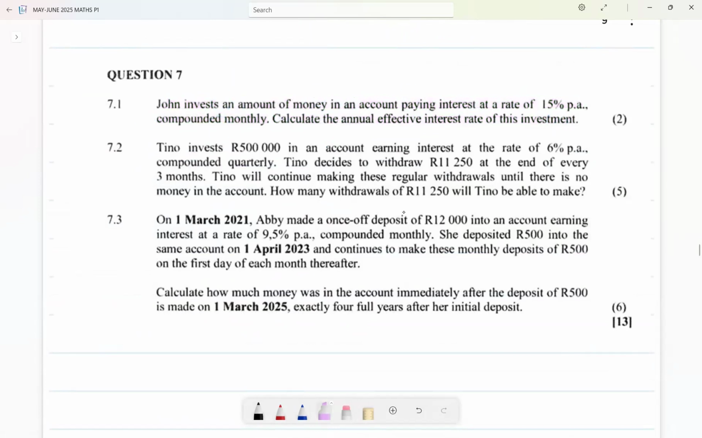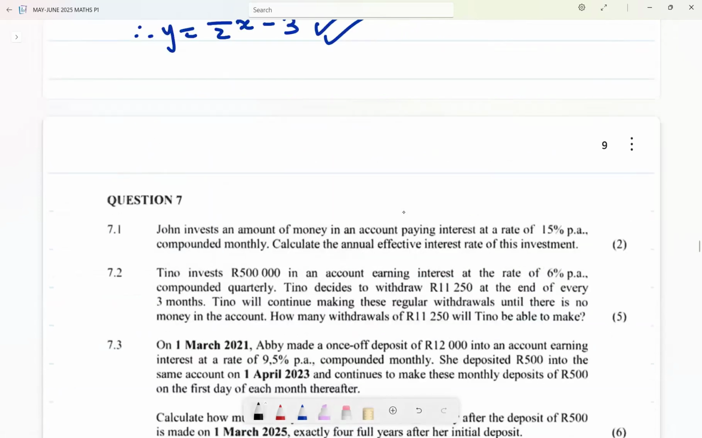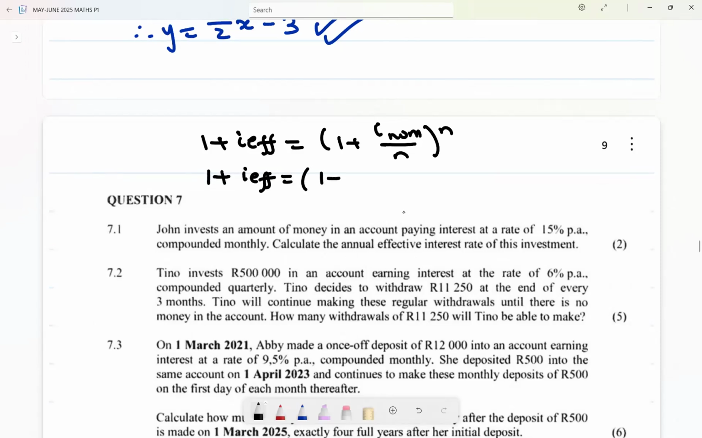It's just easy, guys. When you convert from nominal to effective, you just say 1 plus i effective is equal to 1 plus i nominal divided by n or m, whatever you use. I want effective, so I'm just going to say 1 plus i effective is equal to 1 plus, it is compounded what? Monthly. So i nominal is my interest, 15%, which is 0.15 divided by 12, to the power of 12. And then I just take the 1 to the other side.